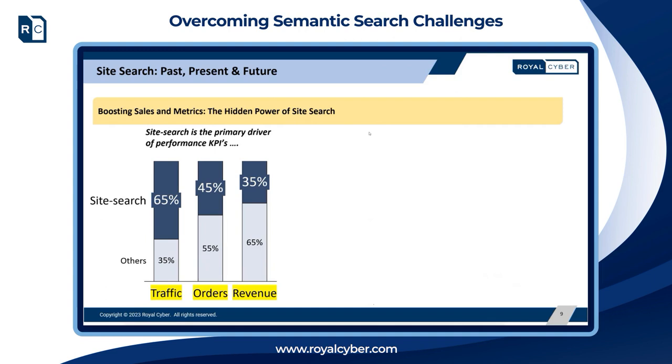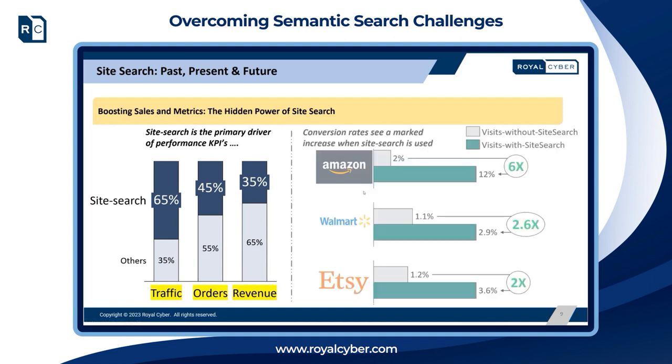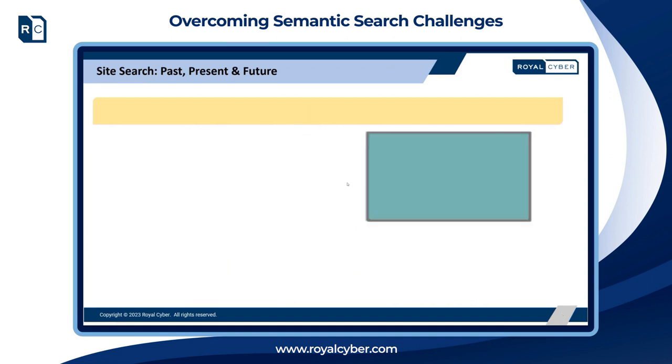Research also underscores a marked rise in conversion rates. So here we're comparing websites where they did not have on-site search before, and then they implemented an on-site search solution. And you can see the top 3 brands within the e-commerce space across the world: Amazon, Walmart, and Etsy. And we can see their conversion rates have seen a marked increase after the on-site search was introduced, which is pretty remarkable.